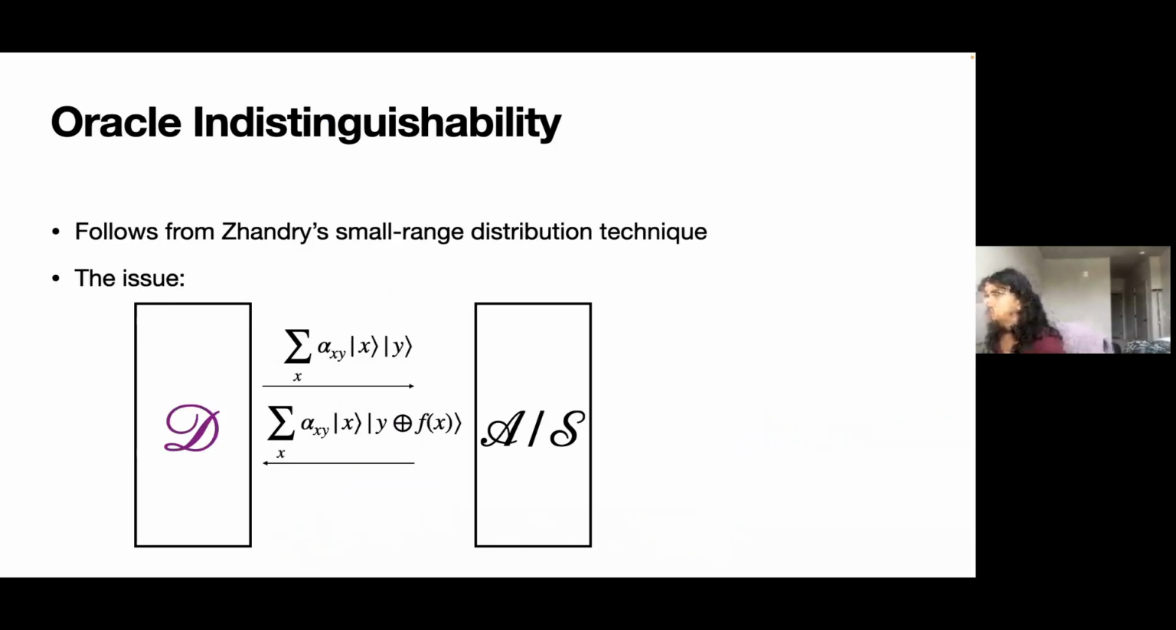So now we need to upgrade this to oracle indistinguishability, which means quantum queries for a particular distribution index. This follows from Zhandry's small range distribution technique. The issue is that the distinguisher can query on some input state, and then the simulator is going to respond in superposition. So it'll evaluate F in superposition and then send that state back.